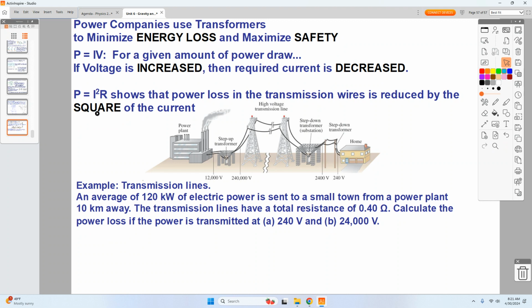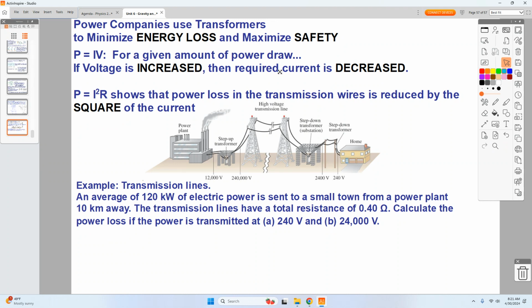Now the resistance is somewhat fixed. The resistance of those wires might be 0.4 ohms. To go from one side to the other, their conductor, actually mostly they're aluminum, but they have very little resistance. But when you send them out over hundreds, if not thousands of miles, that resistance will add up. If I run that at a low voltage, if I run it at 240 volts versus 24,000 volts, I'm going to lose a lot more energy in those wires.